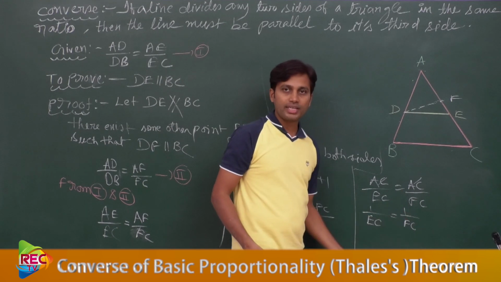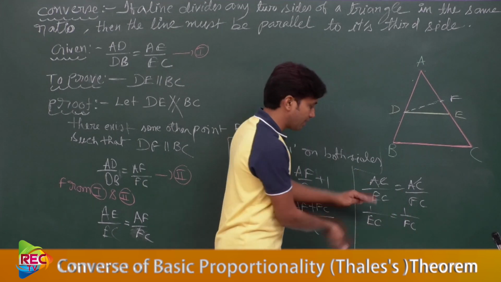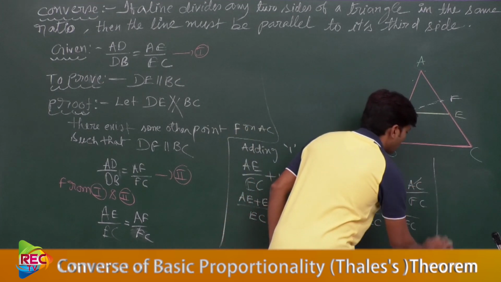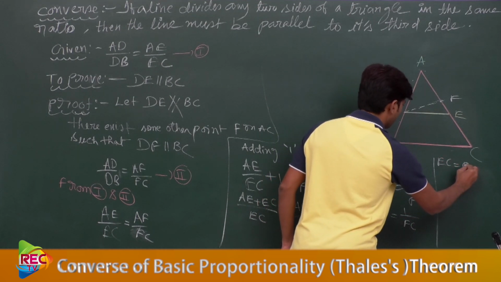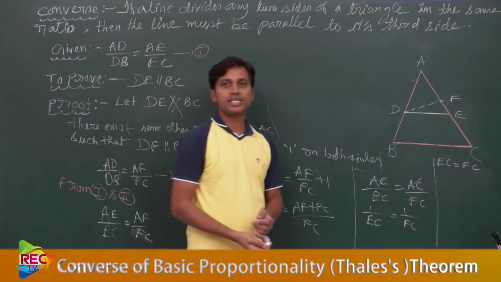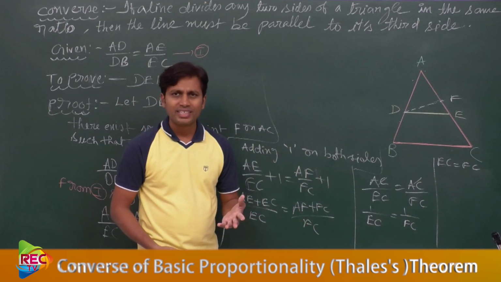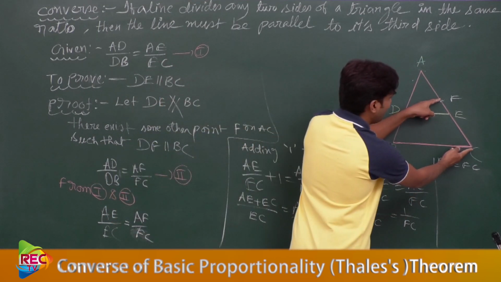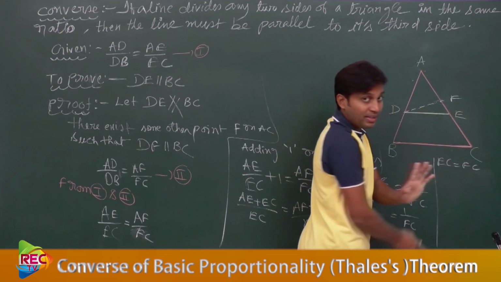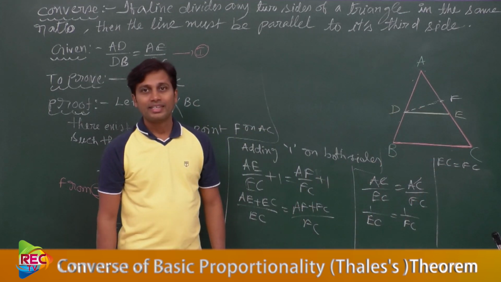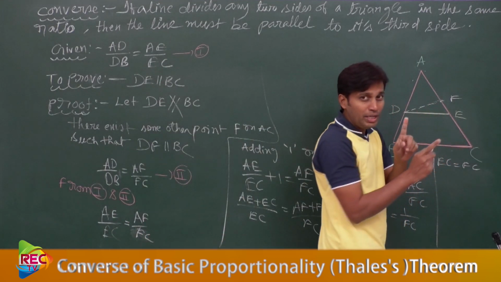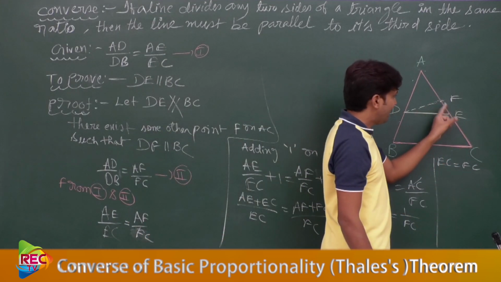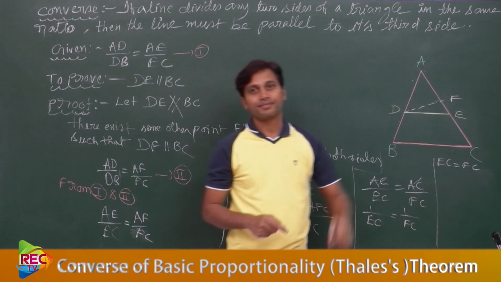When two reciprocals are equal, then the numbers are also equal or not? Reverse also will be equal. So what can we say here? EC equal to FC. EC equal to FC, will it happen? Tell me. Will it happen? EC equal to FC is only possible when E and F are at the same point.